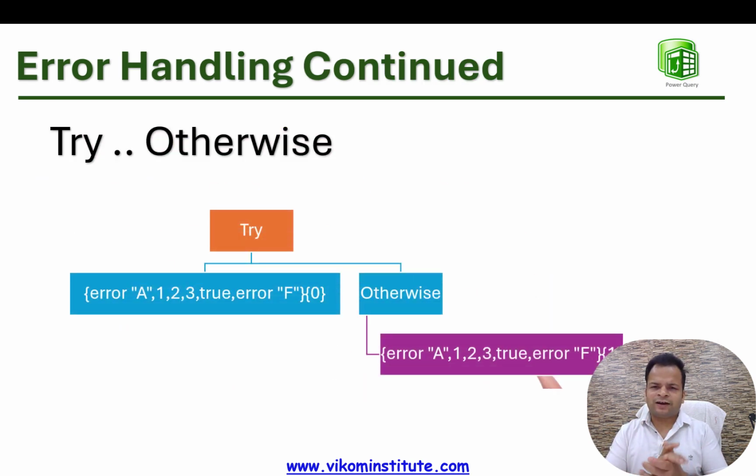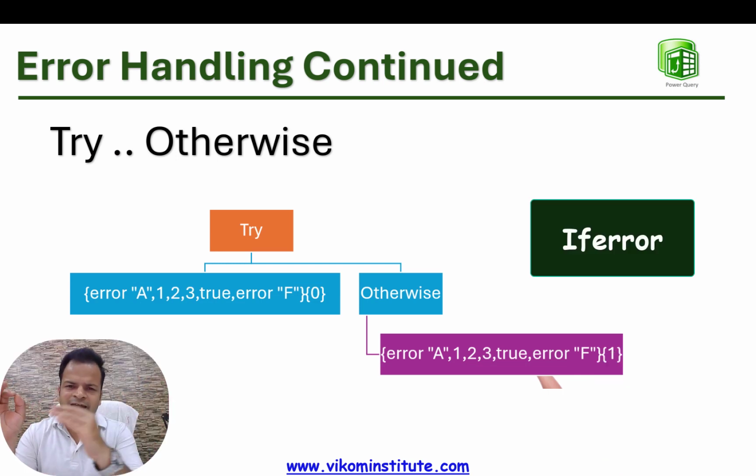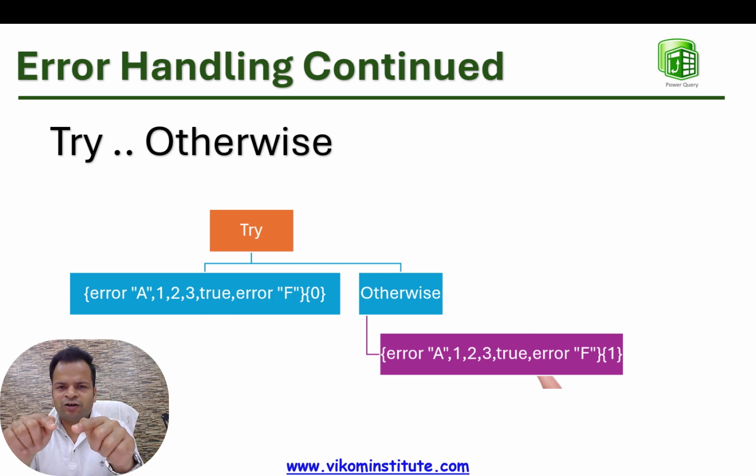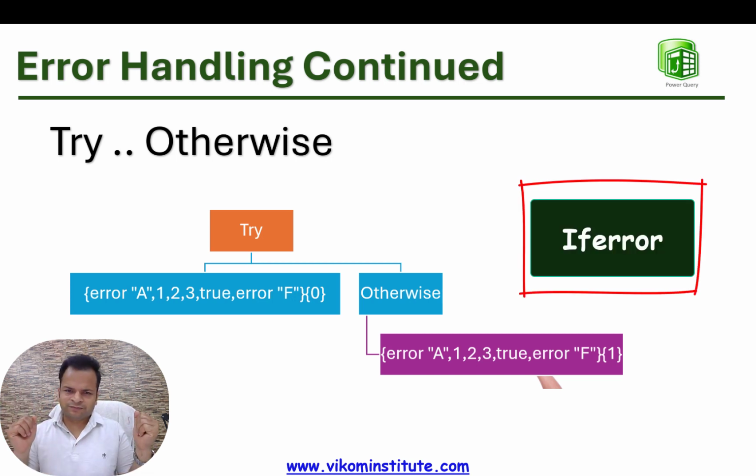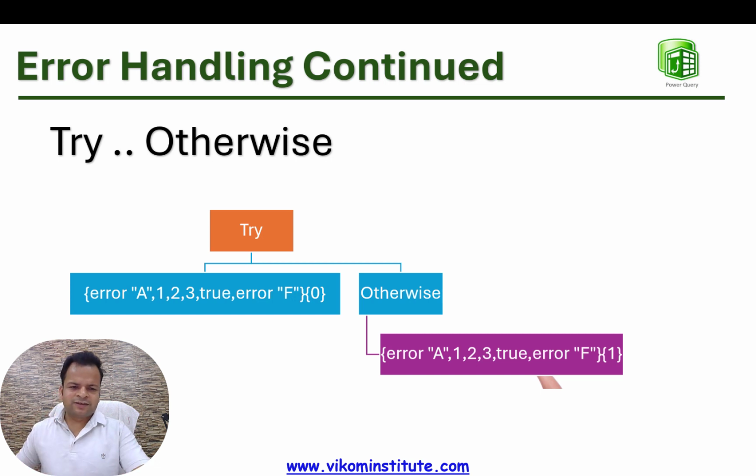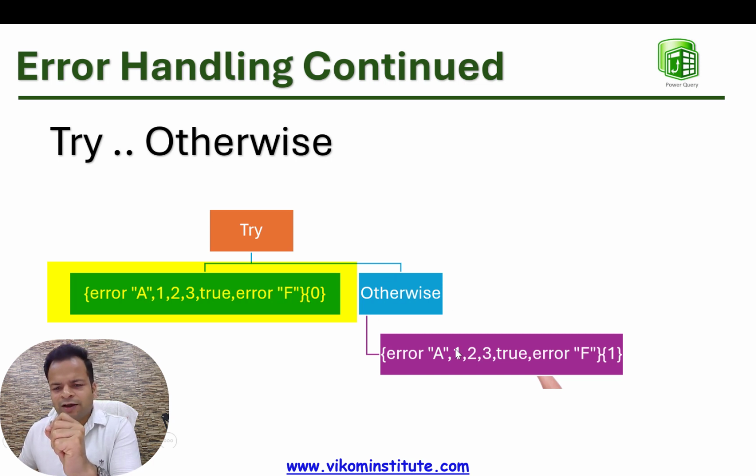Now, how does try otherwise perform? If you are using Excel and the IFERROR function, try otherwise is the same as your IFERROR function. Now what does IFERROR do? Let's say I'm going to check this one. This one will produce an error. Then what I will try otherwise means if this will cause an error.